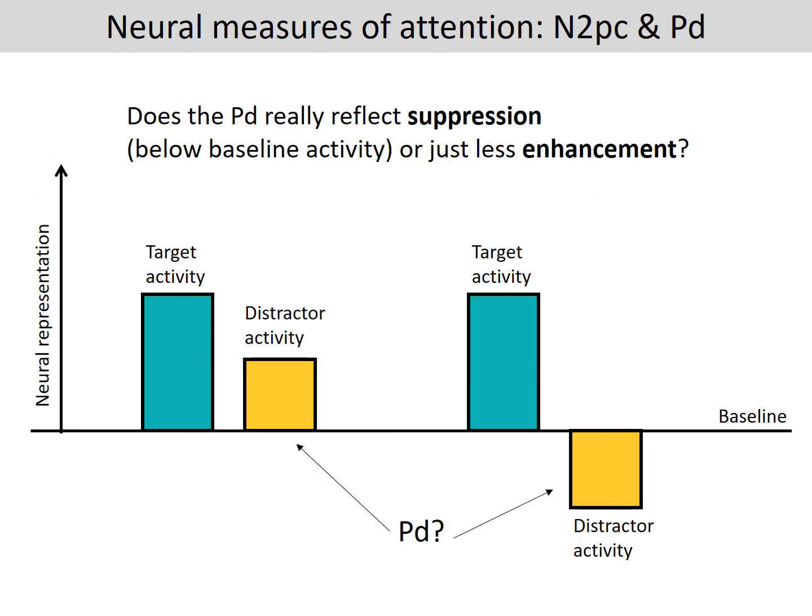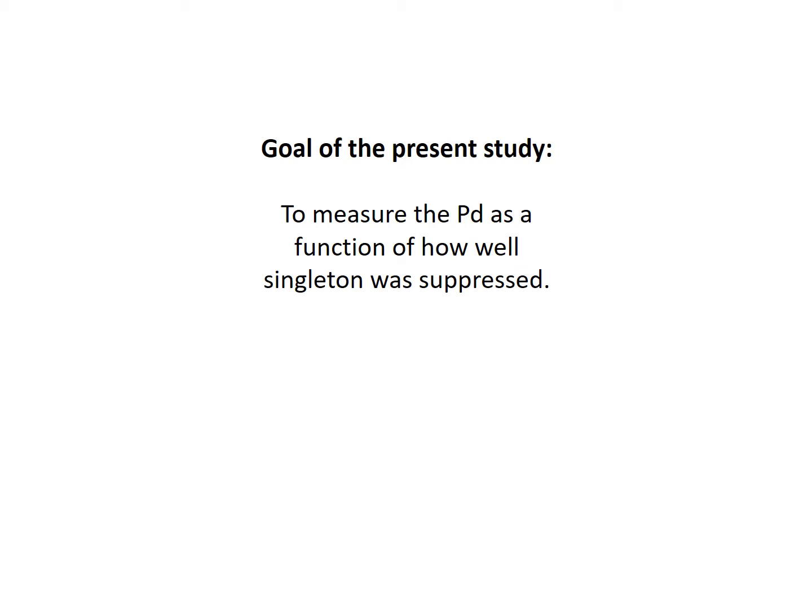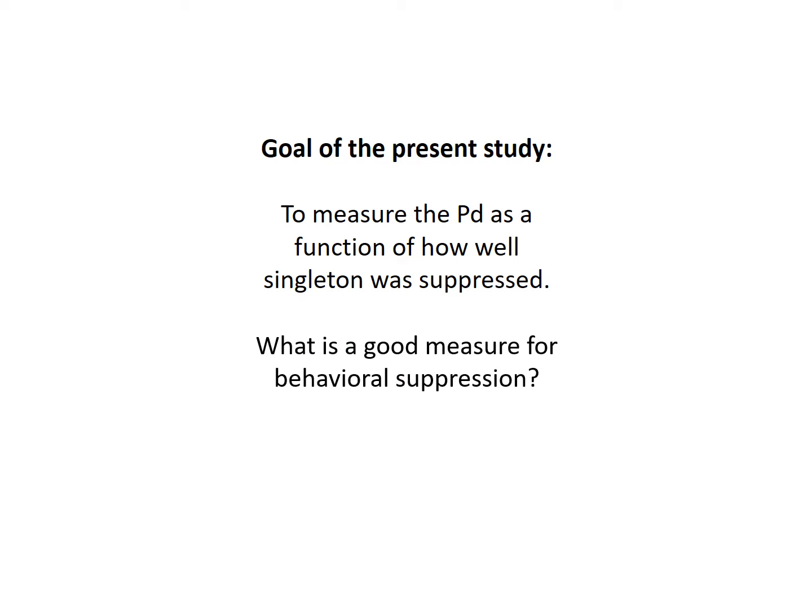However, it may also be that the PD merely reflects less enhancement compared to the target. This brings us to the goal of the present study. We wanted to measure the PD component as a function of how well a singleton was suppressed. Of course, first of all, we needed to establish what a good measure for behavioral suppression would be.